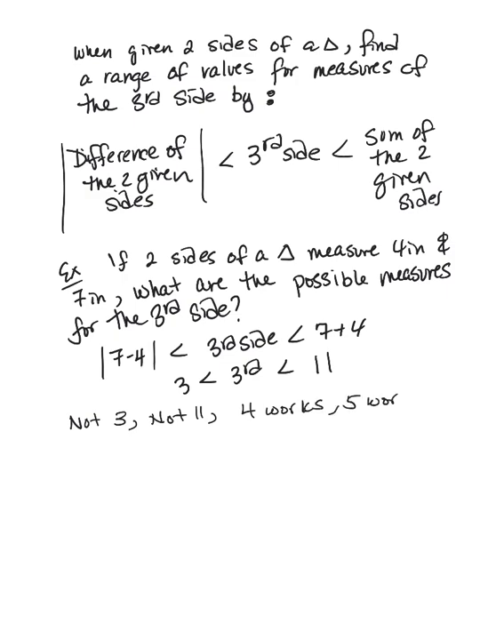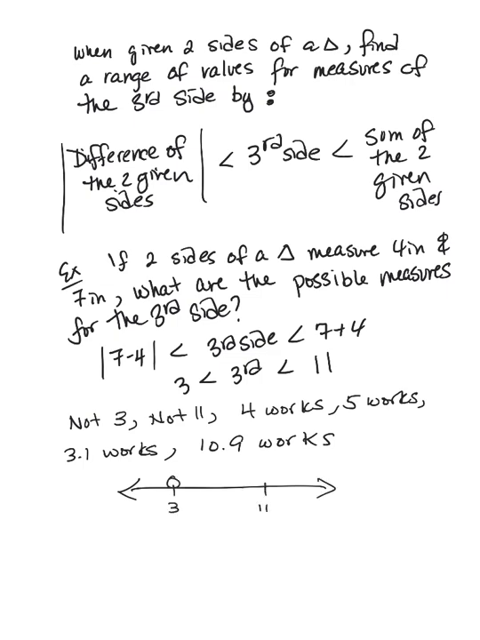5 works. 3.1 works. 10.9 works. You have to be between 3 and 11. Here's a graph. This graph will help you to realize the values. This is a graph of the solutions. They have to be between 3 and 11, not including 3 or 11.